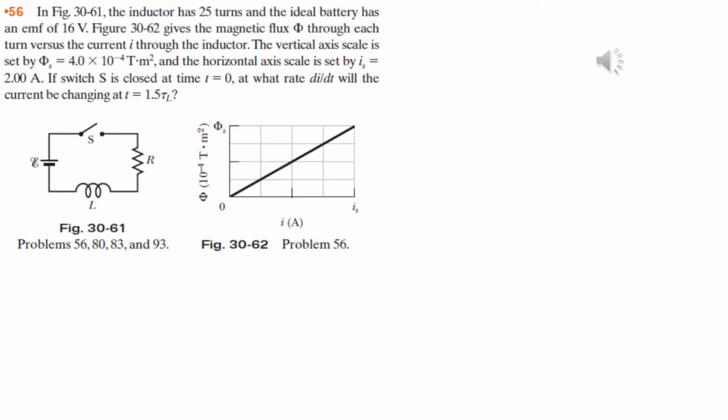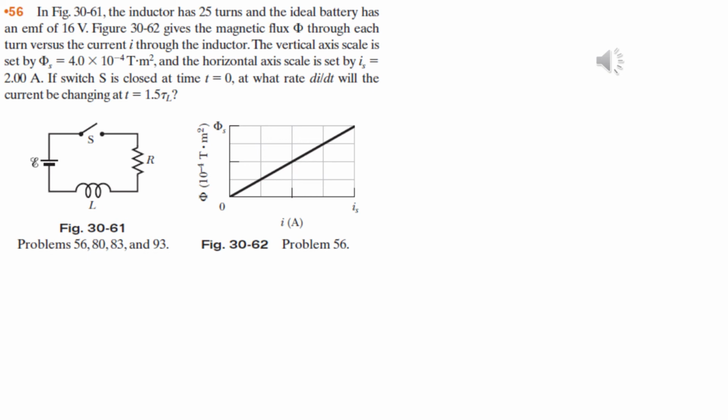In problem 56, we have an inductor that has 25 turns and an ideal battery has an EMF of 16 volts. The figure gives the magnetic flux phi through each turn versus the current I. So this is the flux of one turn. If you want to find the total flux, you have to multiply it by 25. The vertical axis scale is given, the horizontal axis scale is given, and if the switch S is closed at time equals 0, at what rate dI over dt will the current be changing at a given time?